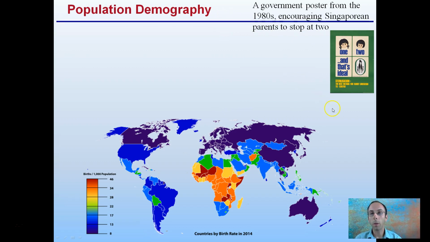Well, in Singapore, here we have a poster that says one, two, and that's ideal. The goal here was to try to limit the amount of population growth that may occur. And in the picture here, countries by birth rate, those of the brighter colorations, we're seeing births per 1,000 in population. We're seeing a much higher birth rate in the countries of Africa.